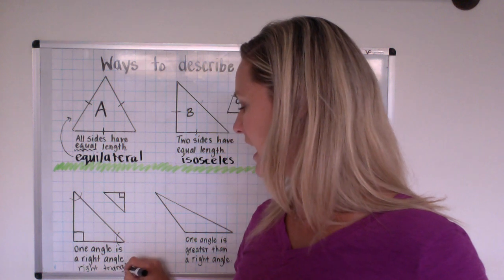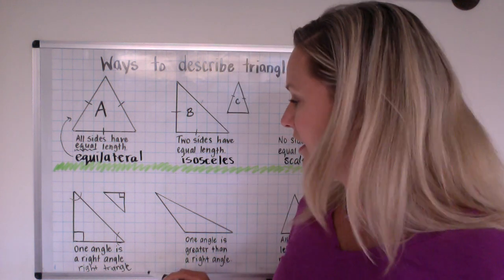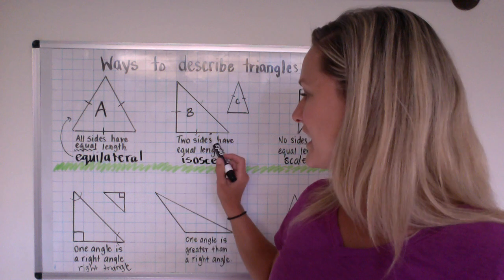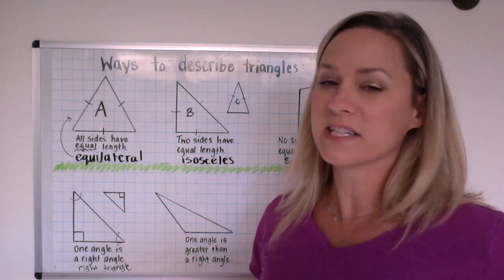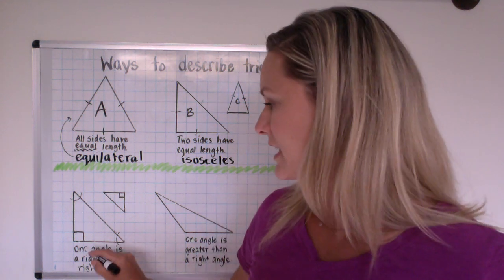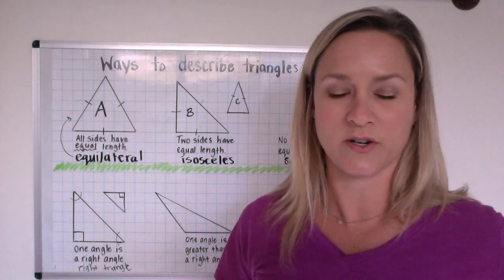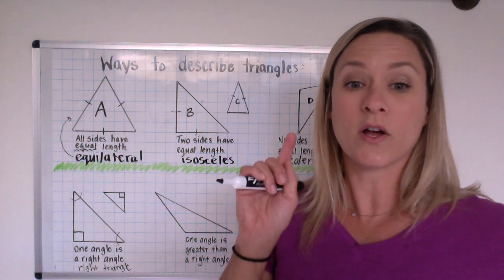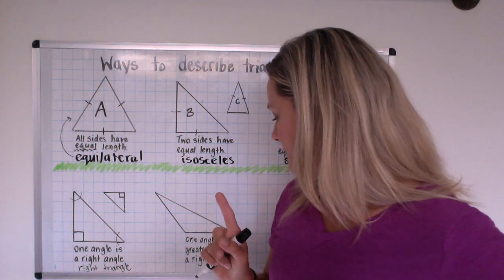Can you even see that? Barely. Okay, so not only is it isosceles, but it's also a right triangle because it has a square that can go in the corner. Perfect 90 degrees. Okay, here's another one.